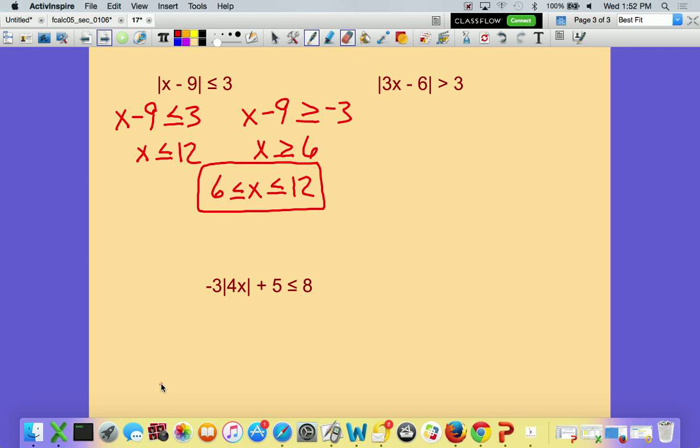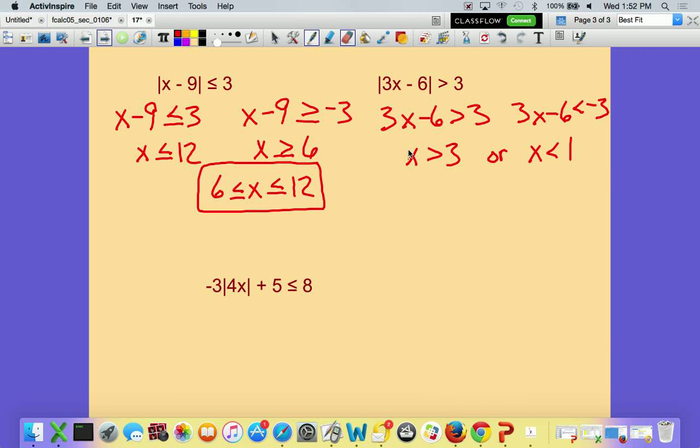All right. With our next one, everything is over to the other side. We're ready to split them. 3x minus 6 is less than negative 3. So we add 6 to both sides, divide by 3. Add 6 is 9, divided by 3 is 3. Add 6 is 3, divided by 3 is 1. So we're thinking x is greater than 3 or x is less than 1.